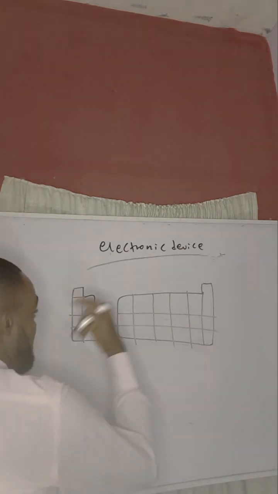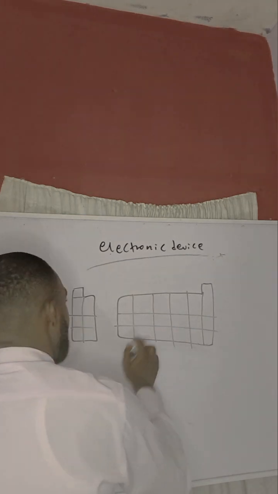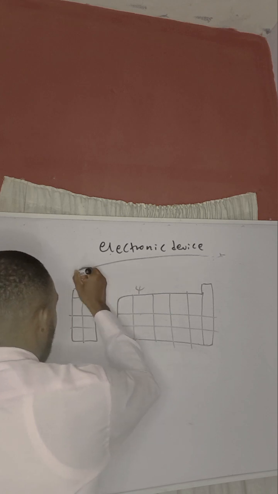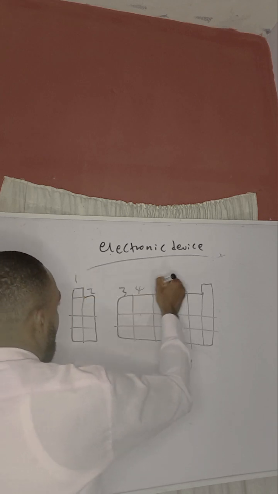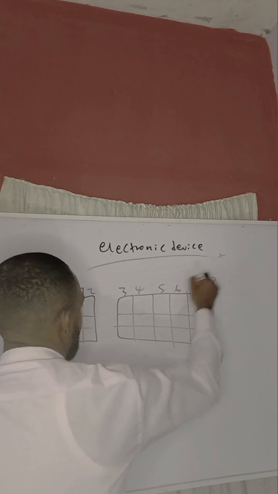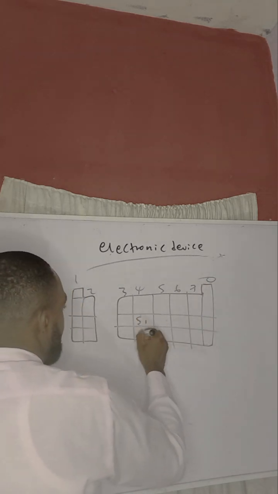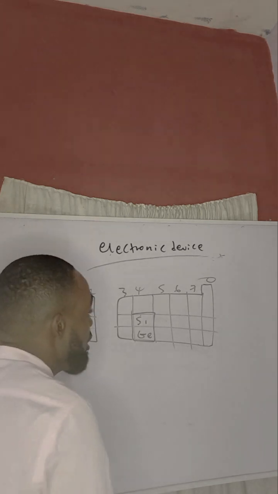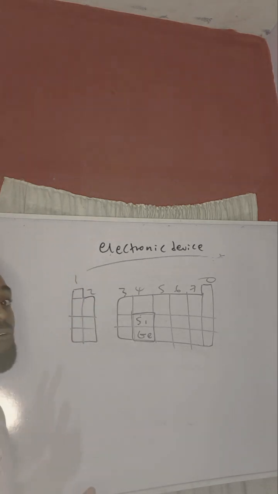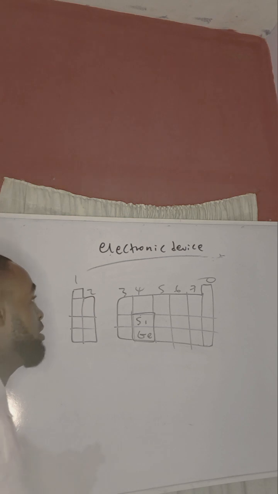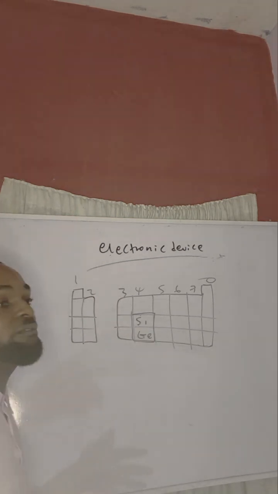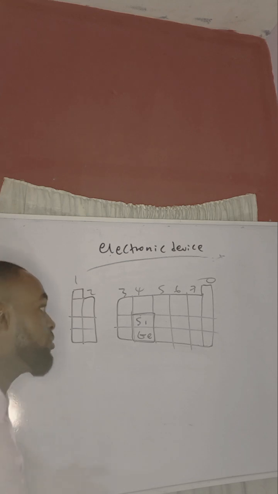So remember I said before that semiconductors are found in group 4. This is my group 4: 1, 2, 3, 4, 5, 6, 7, 0. So here we have silicon, we have germanium. And remember, any element that appears in group 4 has 4 valence electrons in its atomic shell. An element that appears in group 3 has 3 electrons in its atomic shell.